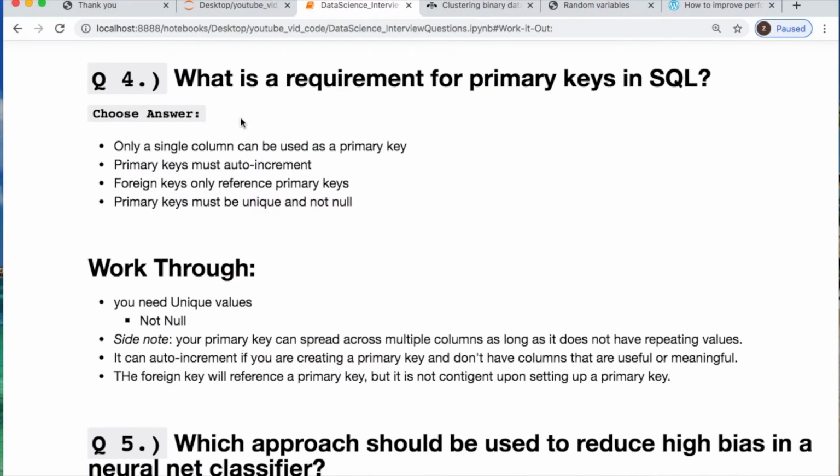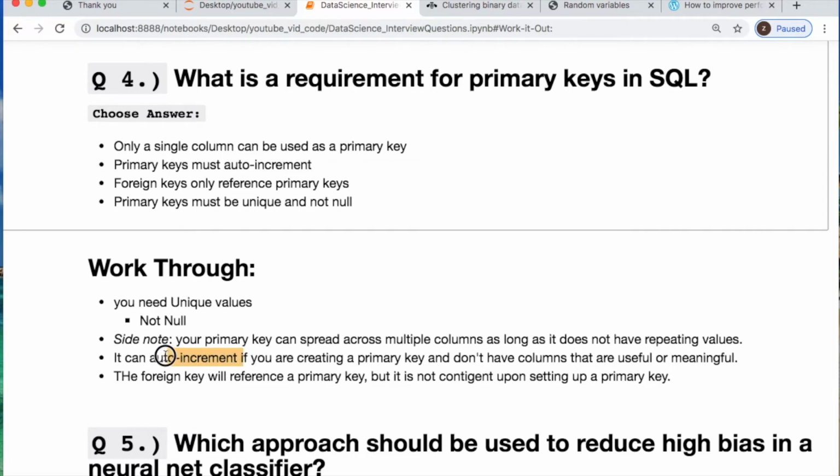So what is a requirement if we're looking at primary keys in SQL? We need to choose some kind of answer. We noticed a few things that are interesting. You see an auto increment, which can be used for primary keys, but it's not necessary. Then you have foreign keys only reference a primary key. Well, that's interesting, but that's not exactly what we need here. A primary key must be unique and not null. That's what we need for our answer here, all right?